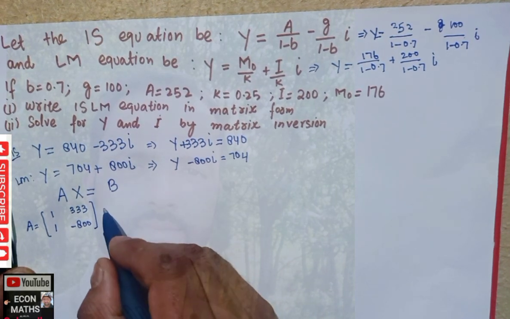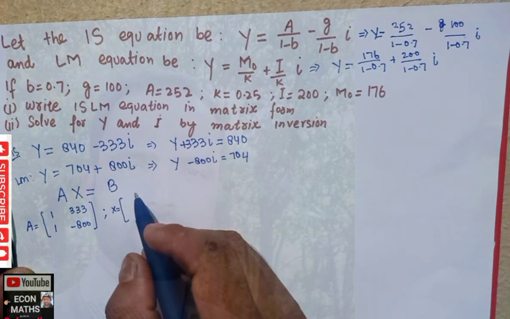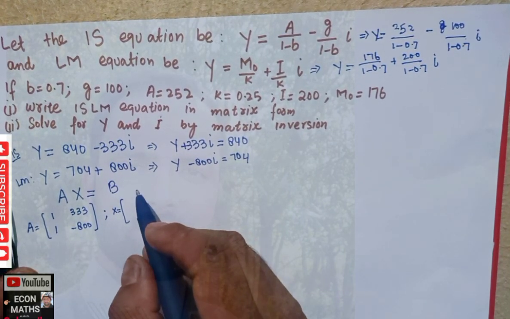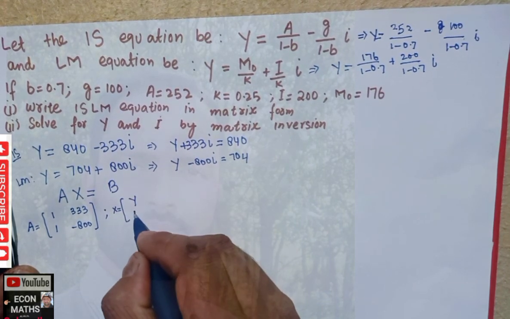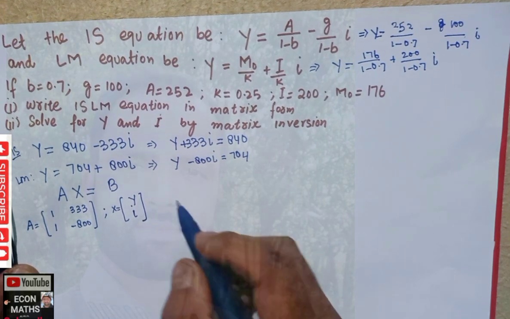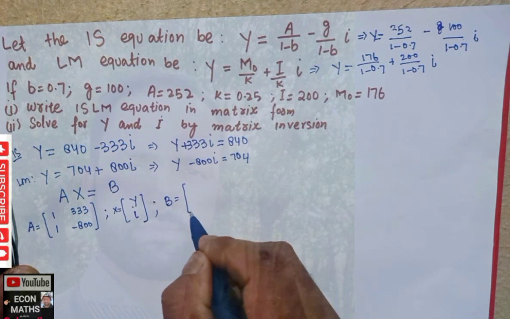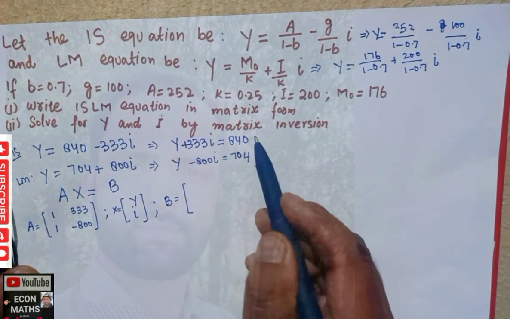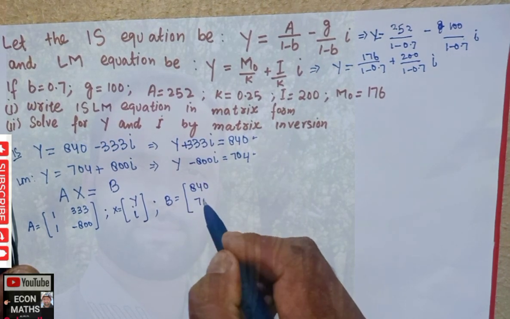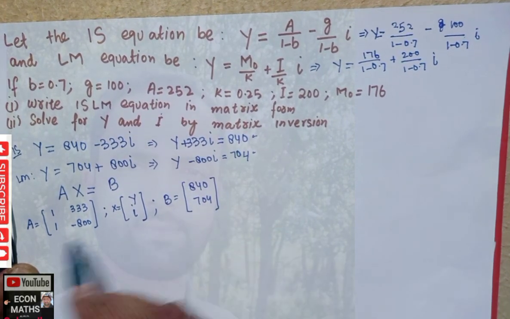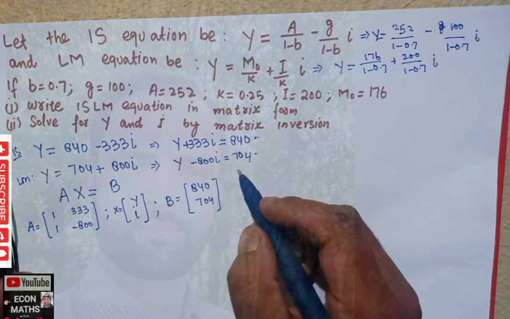Similarly, this X is the solution vector. It comprises obviously the endogenous variables y and i, which we have to find. And this B is simply the vector of constant terms. In this case, these are these two numbers, 840 and 704. So we can then write them in a matrix form like this.